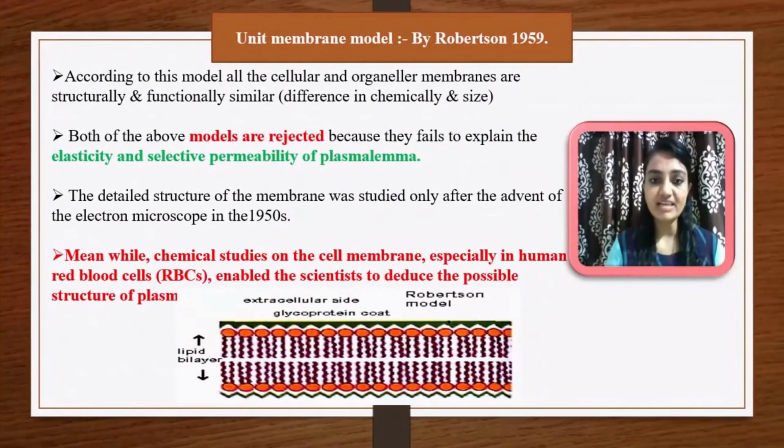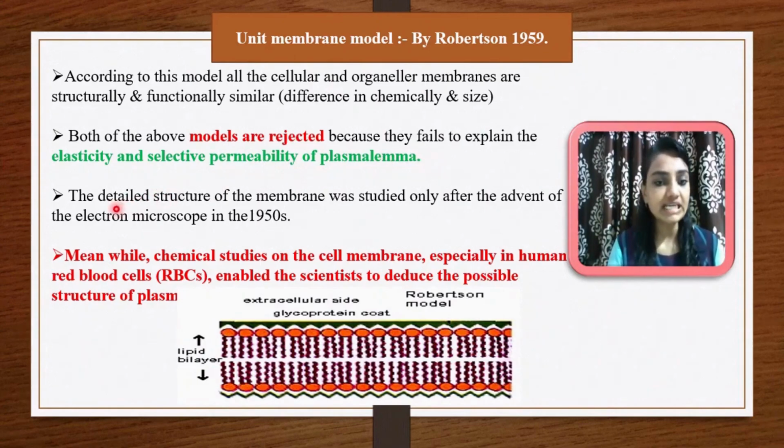The next model is the unit membrane model, given by Robertson in 1959. According to this model, all the cellular and organellar membranes are structurally and functionally similar, and the only differences between them are chemical composition and size. Both of the above models, the sandwich model and the unit membrane model, were rejected because they failed to explain elasticity and the selective permeability-related function of the plasma lemma.